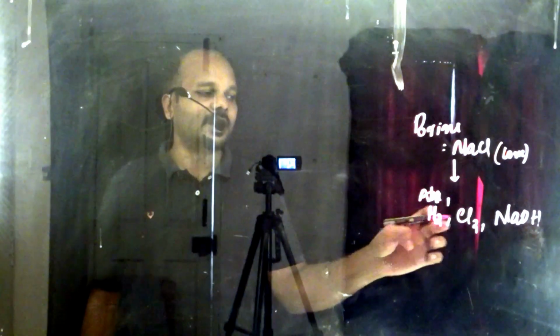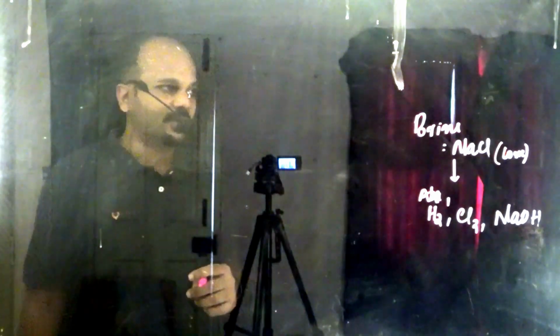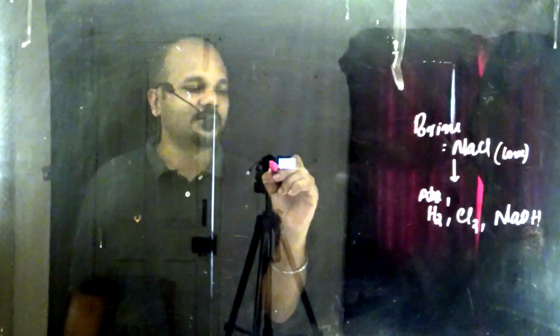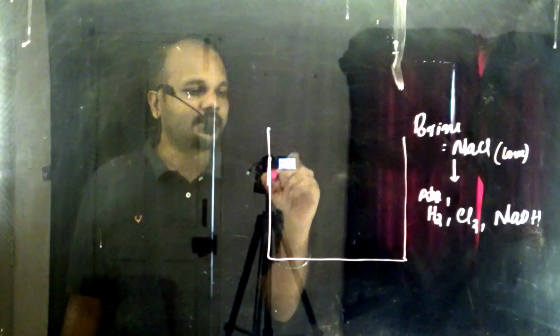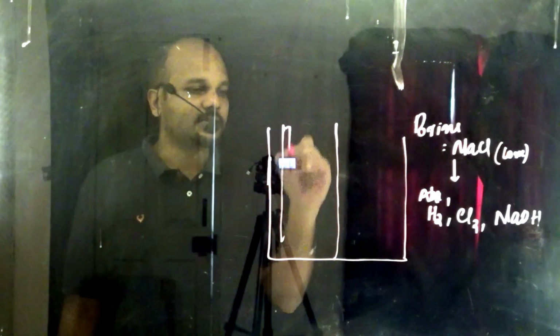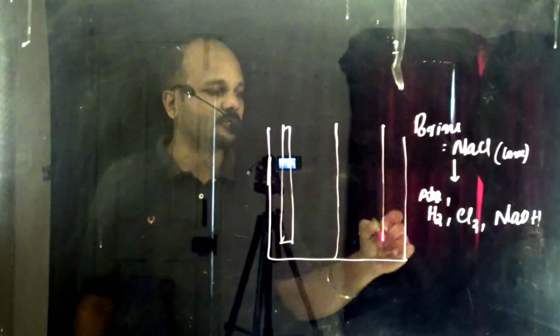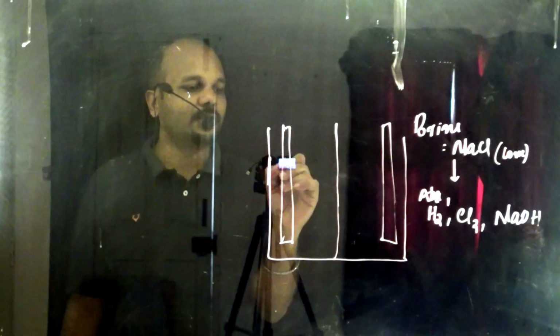You can see that hydrogen, chlorine and sodium hydroxide are all useful products, and all have some particular uses. Now we will see how the setup is used for electrolysis of brine. It will be something like this, with a membrane separating the two sides. There is an anode as well as a cathode. This is going to be the anode.